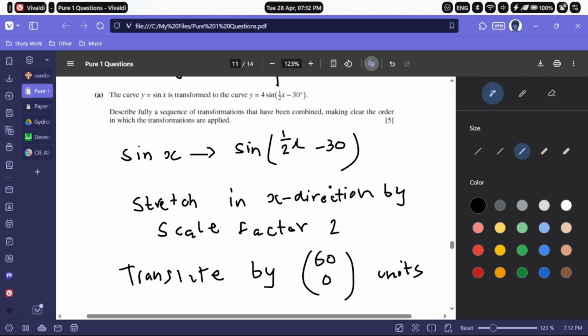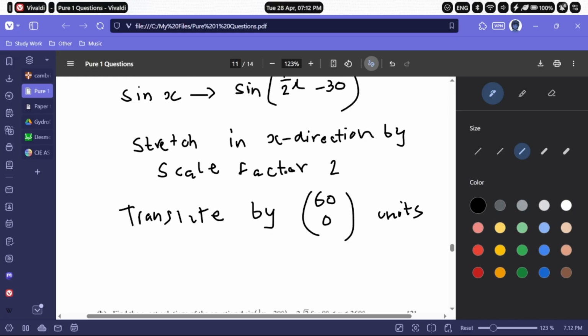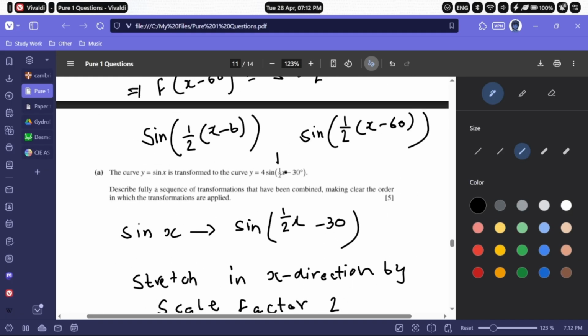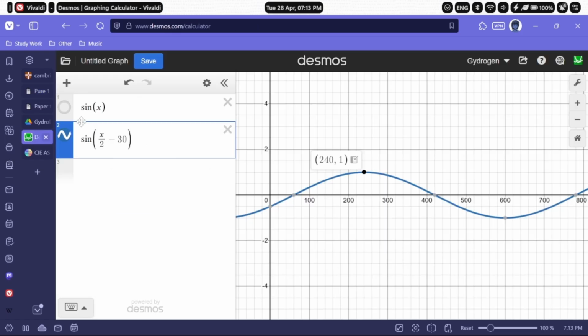If you're talking about transformations in the x direction, you can stretch first and then translate it, or you can translate it and then stretch it. But here's the thing, this is one of the ways. If you're doing it the other way, translating it first, in that case you would translate it by 30 degrees, not 60. Let me just explain why.